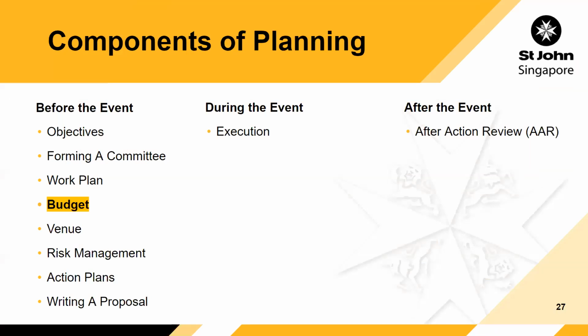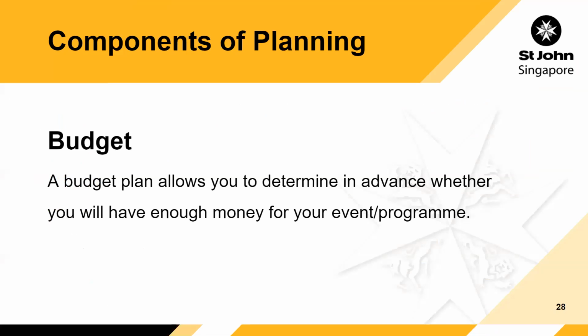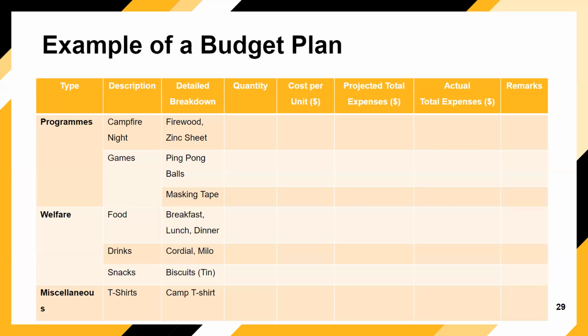Now moving on to budgeting. A budget plan allows you to determine in advance whether you have enough money for your event or program. This is an example of a budget plan. It is very useful in helping you visualize the specific items required for each purpose and whether the same item can be reused for another activity so you can cut costs.